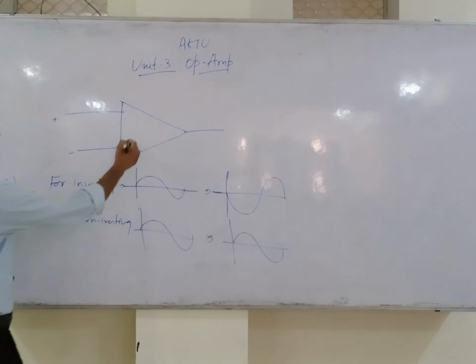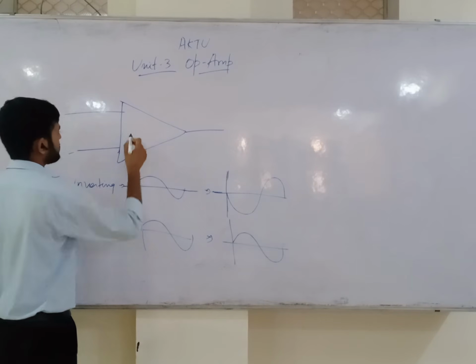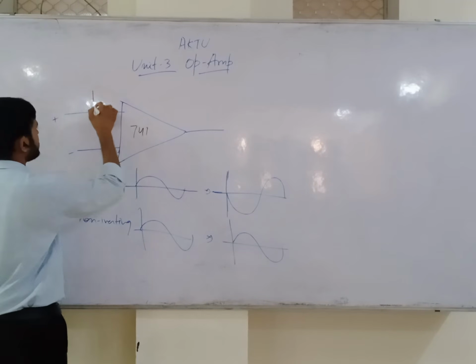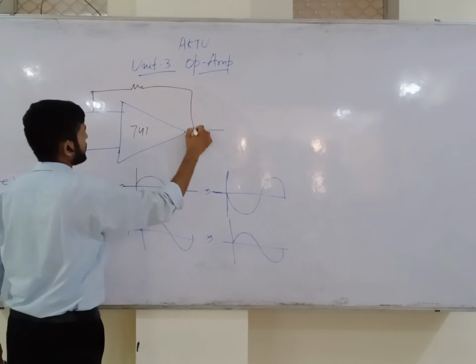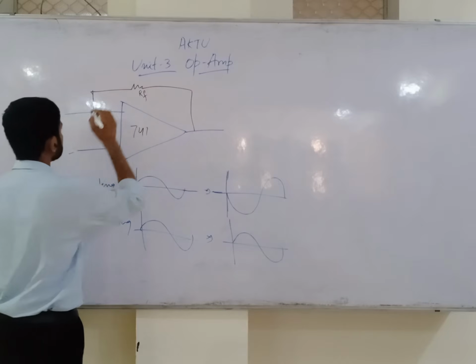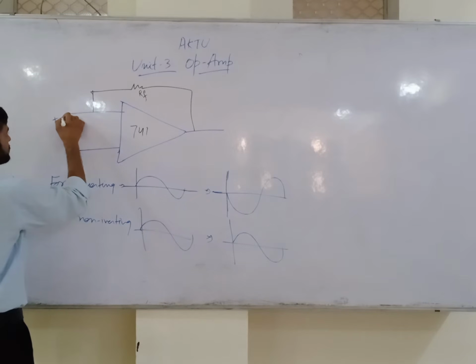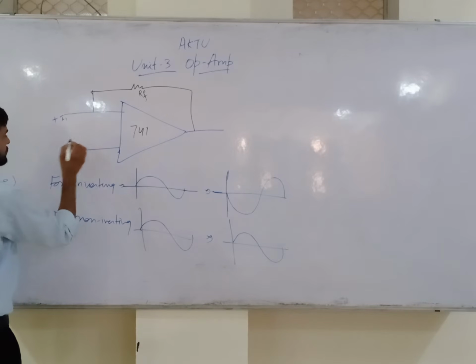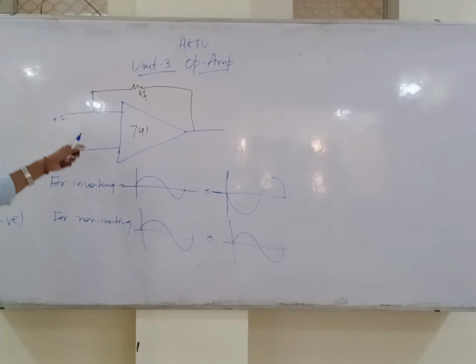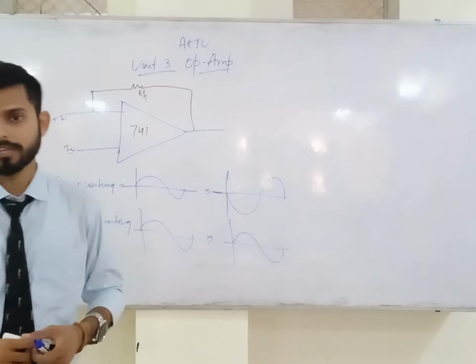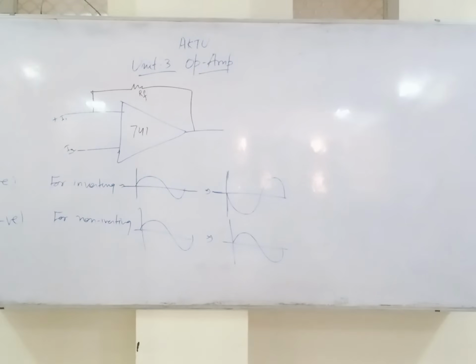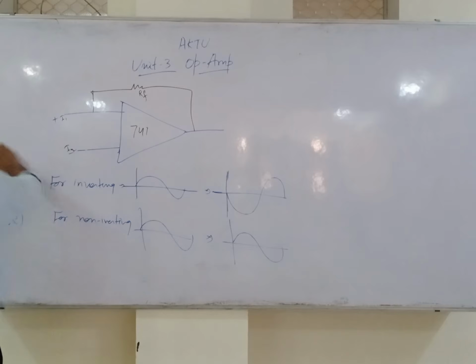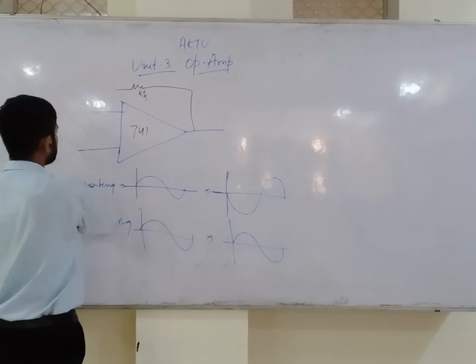This is IC number 741. This is RF. This is the input. One is positive, one is negative. What is summing and non-summing? Now we proceed to summing.